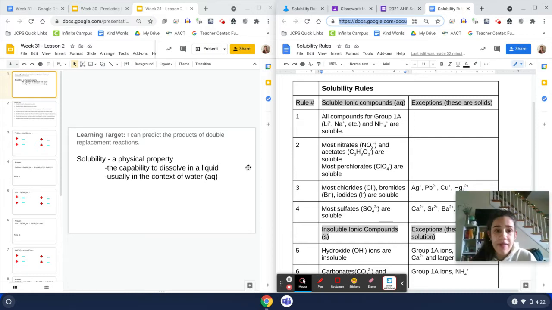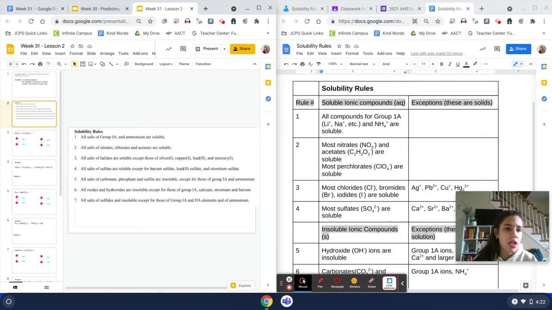On the right side of my screen, you can see that the solubility rules are open. If you do not have those open, I would recommend that you open those now. Or on your PowerPoint lesson 2, there are the solubility rules, but I would recommend that you set it up side by side as you see on my screen, so you don't have to continuously go back to slide number 2.